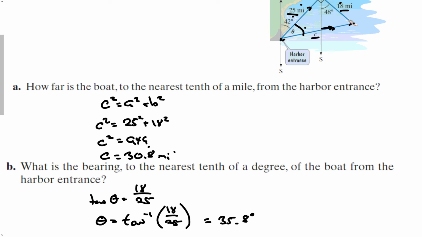Okay, that's not the answer because that's theta, right? The bearing is this whole angle from the north-south line, so that means we have to add back that 42. So the answer would be north, add 42 to my 35.8, and we get 77.8 degrees east. And that is my bearing from the harbor to the boat. Okay.